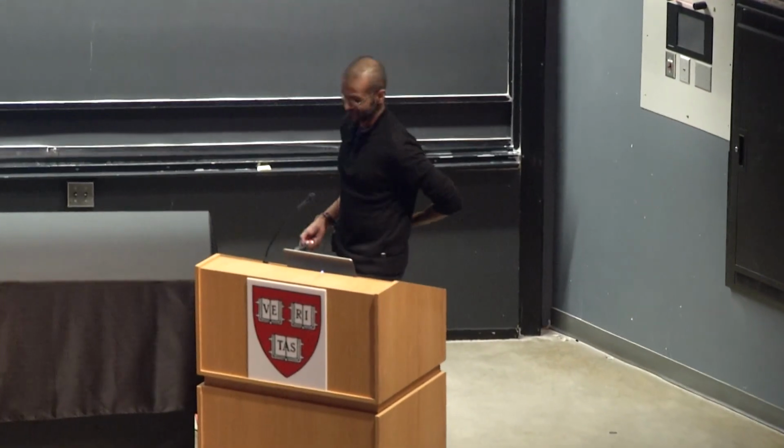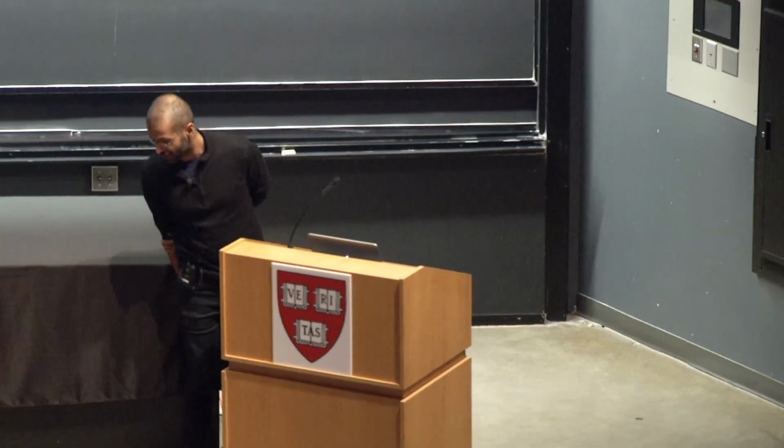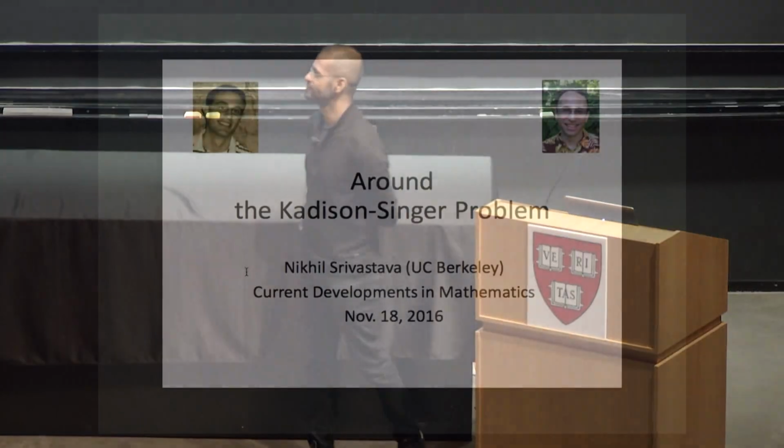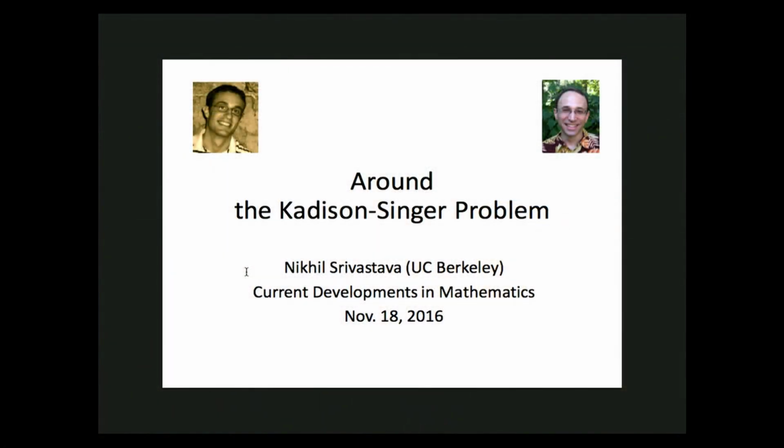So this talk is called Around the Kadison-Singer Problem, which is a bit of a weird title, and what that means is I'm not actually going to tell you what the solution is. I'm just going to tell you what some of the connections are, what some of the history is, and give you some examples to give you intuition for what the difficulties are and what the ideas are that get around those difficulties. So everything is joint work with Adam Marcus and Dan Spielman.